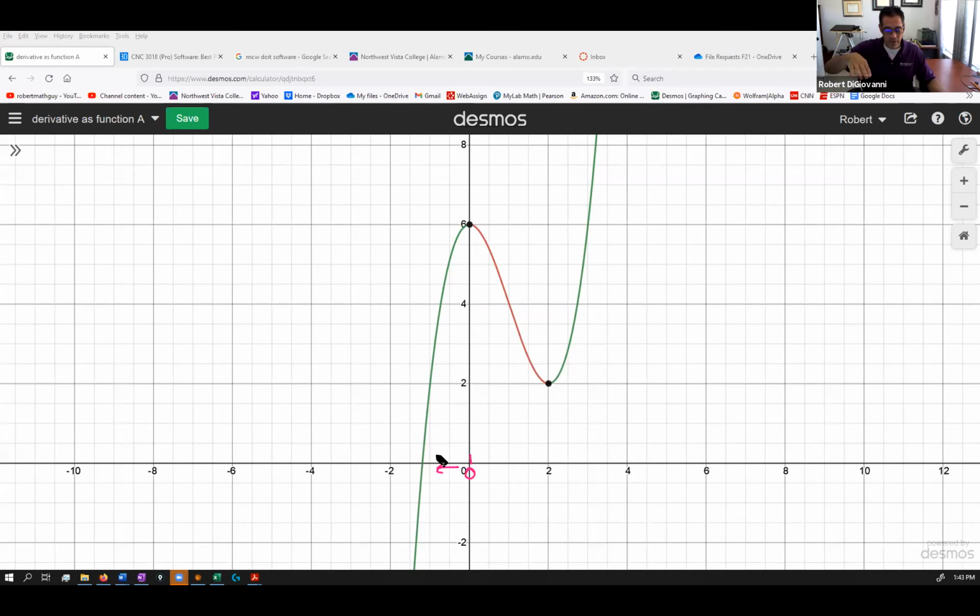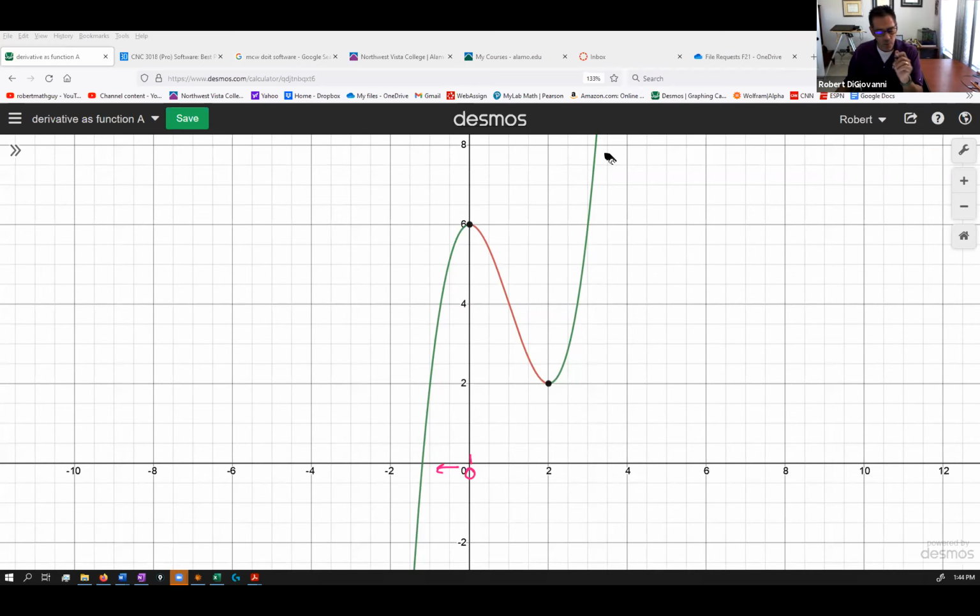And between 0 and 2, the derivative is negative. So we know it's below the x-axis. But again, it's not constant. It varies. It's steeper in some spots than it is in others. And then to the right of 2, I hope we would all agree that the derivative is positive. But again, it varies. Does that make sense?